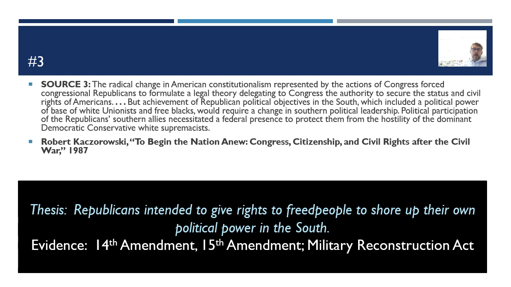Our next source, 3, argues that Republicans wanted to extend rights to newly freed people because that was how they were going to get political power in the South. If Republicans want to win Southern elections, they're going to have to make sure that African Americans have civil rights and voting rights. 2 great pieces of evidence to support that would be the 14th and the 15th Amendments. Republicans were willing to use military reconstruction to force Southern states to rewrite their constitutions. So that's pretty good evidence that the Republicans intended to change Southern politics so that it would make it possible for Republicans to win elections there.